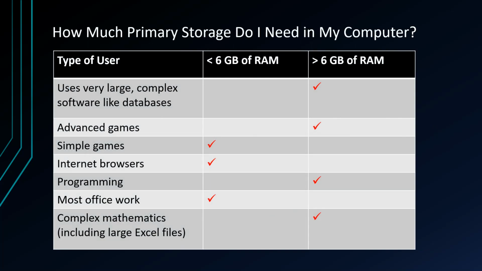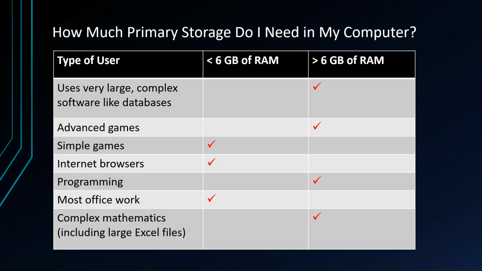We're almost done here. How much primary storage do I need in my computer? So this is all about the software and the tools that you use in your computer. When you're going to purchase a computer, you want to buy the right amount of RAM for your purposes. So if you use large complex software like database, things like that, you're probably going to need at least 6 gigabytes. If you're playing advanced games, you're probably going to need at least 6 gigabytes.